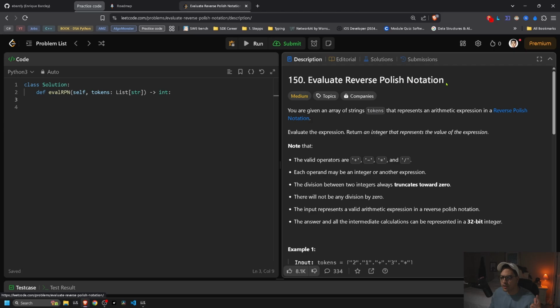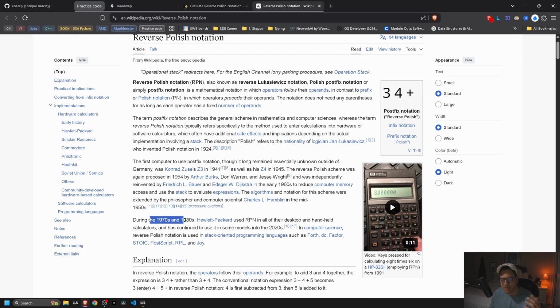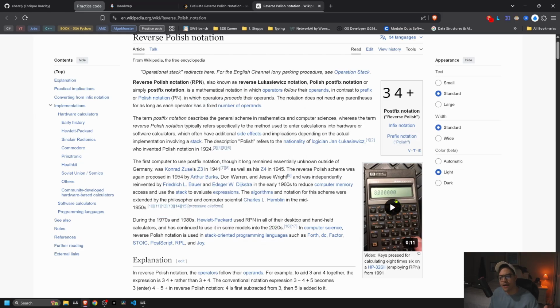Evaluate reverse Polish notation, okay? The first thing, obviously, you have to know what reverse Polish notation is. This is a very particular problem, and we're going to check that on Wikipedia, but I'll save you some time. Reverse Polish notation is basically a type of notation that was used back in the 70s and 80s, as you can see here, by HP to do different types of calculations in a calculator.